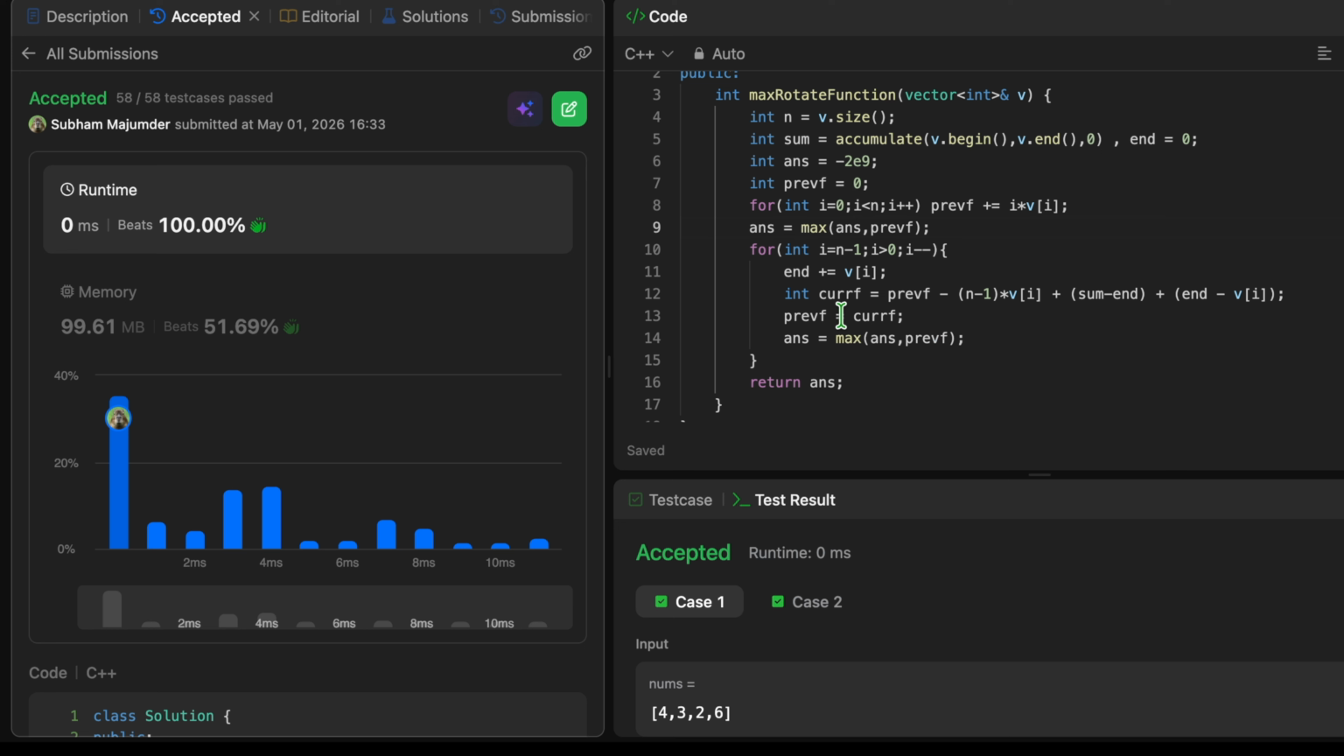So the time complexity is big O of n, because this is a linear loop, this one is also a linear loop, and this one is also a linear loop of size n, and space complexity is big O of 1, because we only used this sum variable and end variable. If we use prefix sum, then we would have needed another array. That's not required in this problem. So that's it. Thank you.